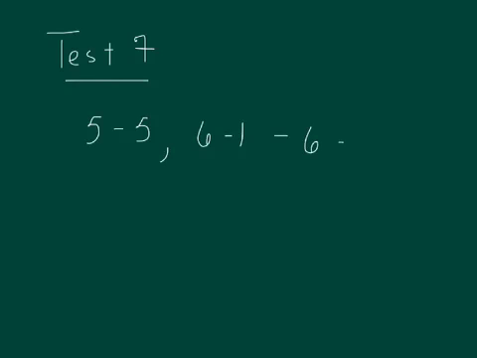Looking at test 7, okay? Test 7. You just said you would test. Oh. Now, it was 5-5, and then 6-1 through 6-4. Okay, 5-5, and then 6-1 through 6-4.